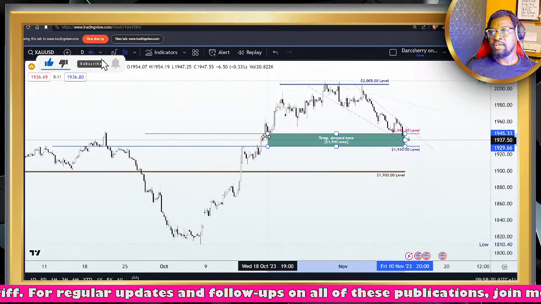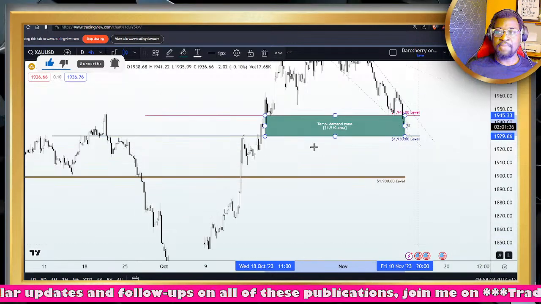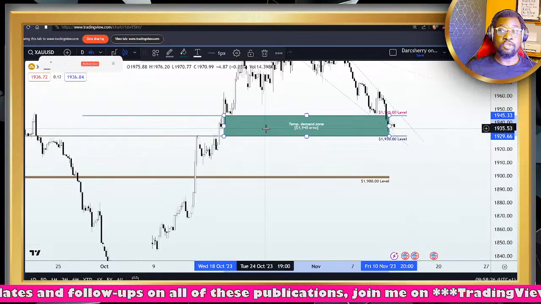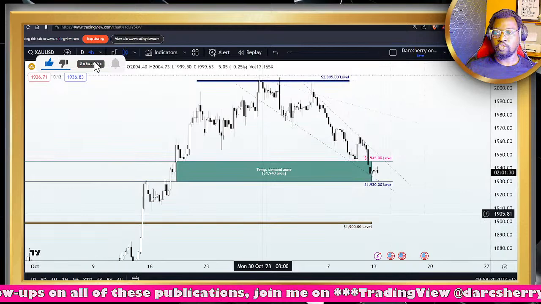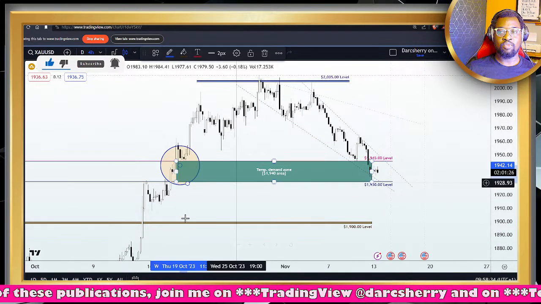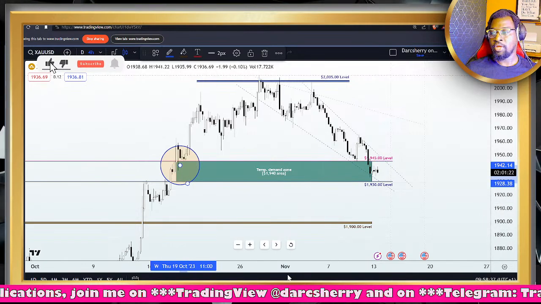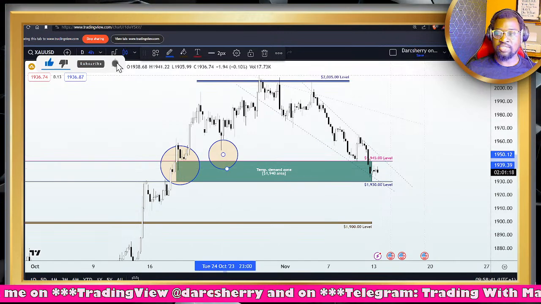So we had a demand zone around the 1940, and in fact this demand zone has been holding since the second half of the month of October. And we can see how as soon as price gets into this area, sellers found it difficult to break through the structure. The same thing also happened somewhere around here, though it didn't come any closer to that point.